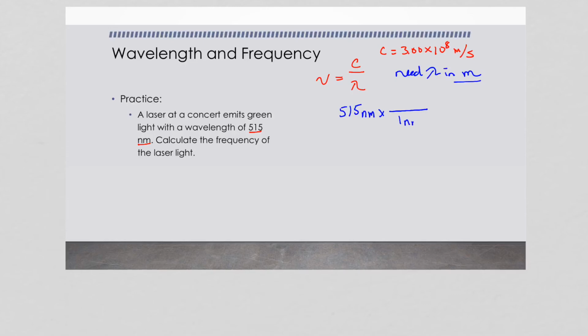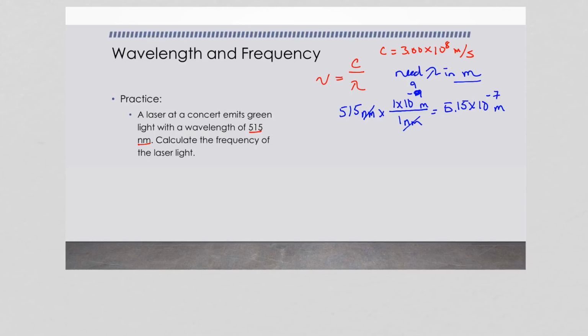1 nanometer is equal to 1 times 10 to the minus 9th meters. So my nanos cancel out, and I do my math. I get 5.15 times 10 to the minus 7th meters is the wavelength.